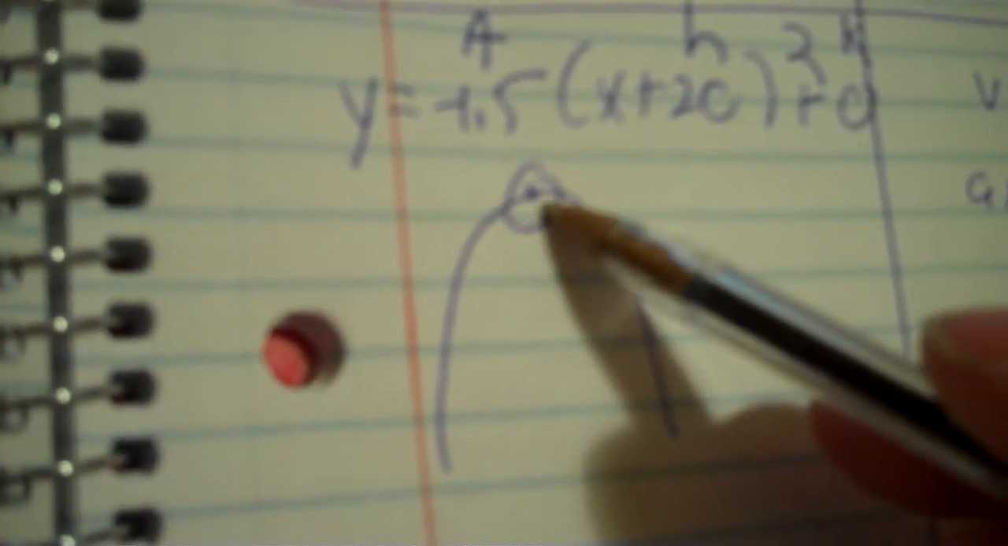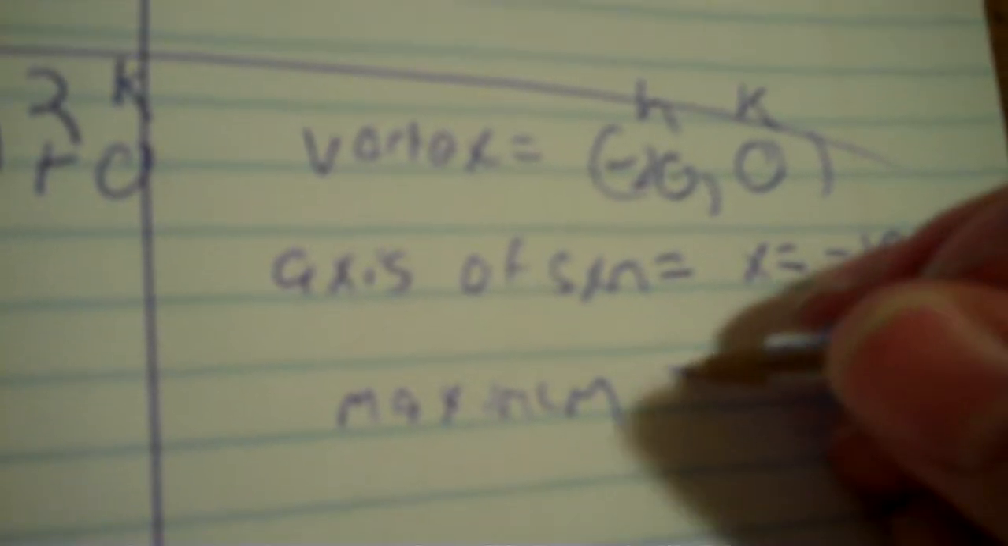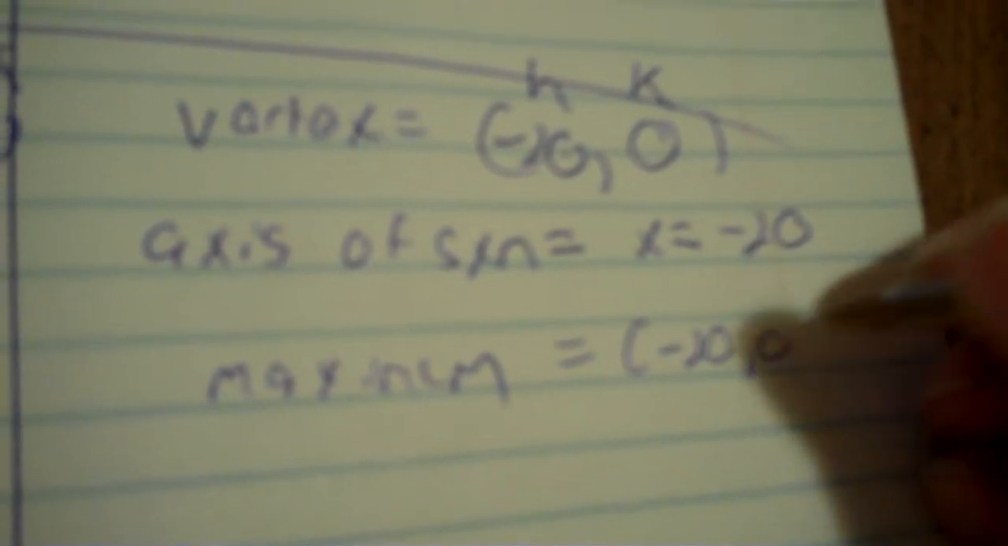Okay, minimum or maximum. Here's how you do this. If your a is negative, it's upside down. Well, that's a maximum because you only get lower. There is no minimum, okay? So maximum, just write the word. And the maximum is your vertex, okay? Just copy the vertex.